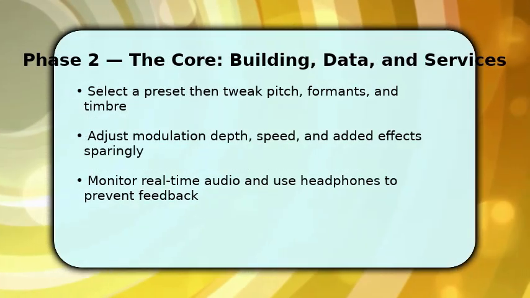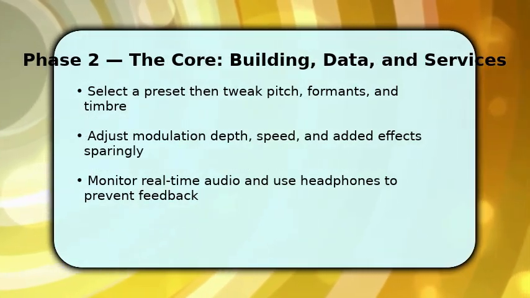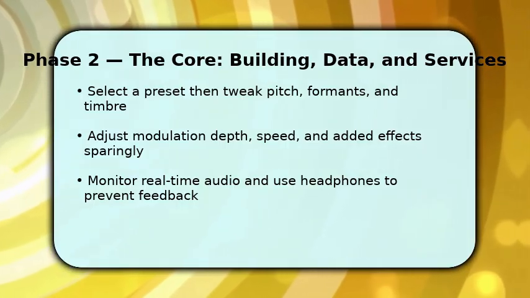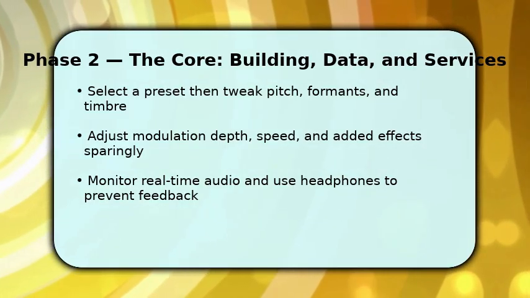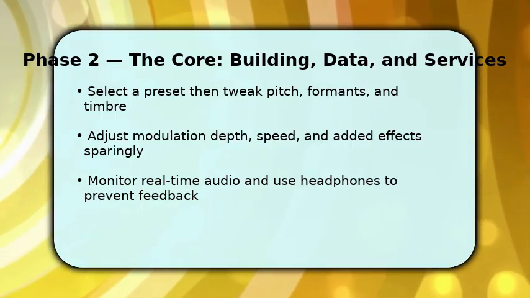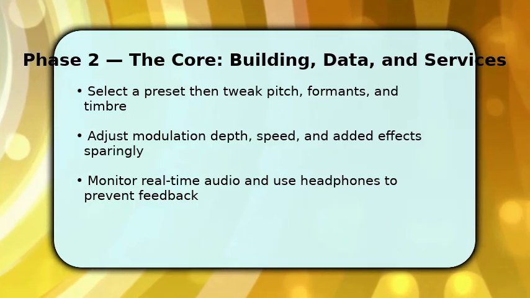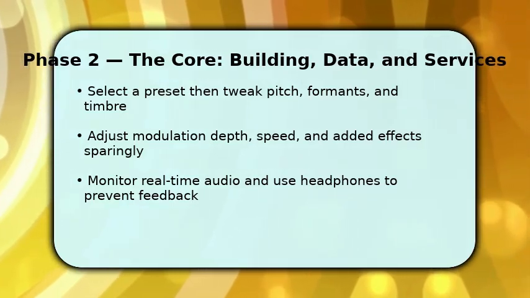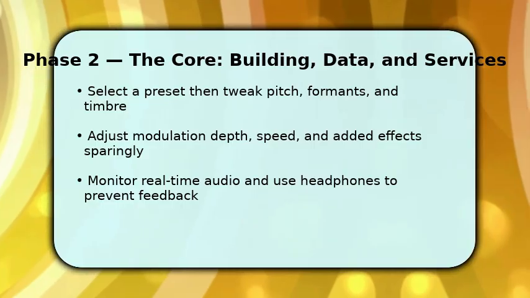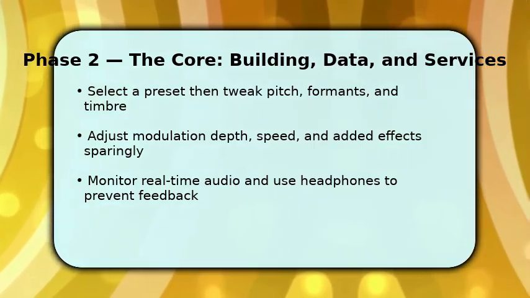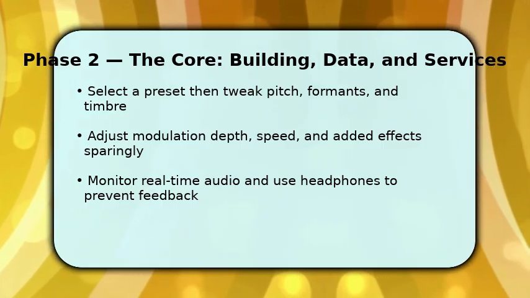Now you shape the voice. Pick a preset close to your target, then adjust pitch and formants to change perceived gender, age, or tone. Move modulation depth slowly. High values make robotic results, while small changes add subtle realism. Apply reverb or EQ only as needed, because too much will sound fake on calls. Make sure you monitor with headphones and watch the meter for pops or clipping. If levels spike, reduce gain and reevaluate.